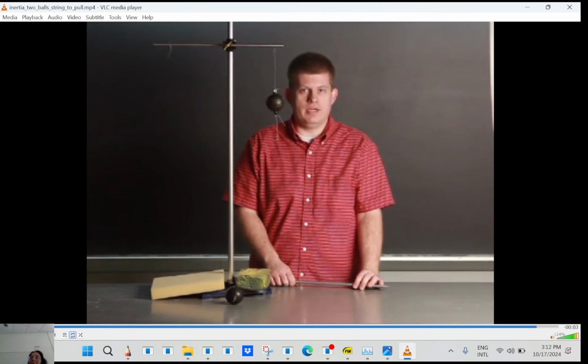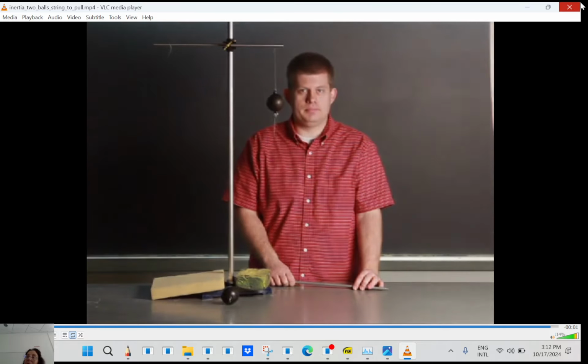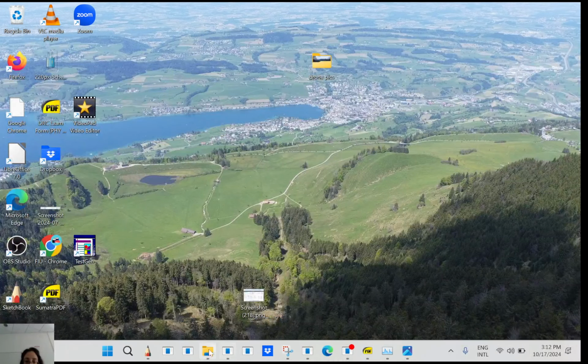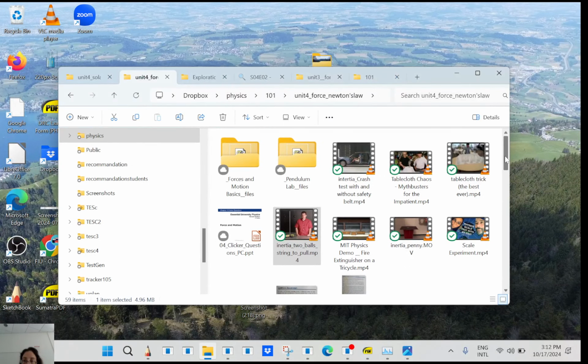So you see, an object does not want to move. It does not want to change its state of motion. You need to apply a force for enough time for it to decide, okay, if you insist, I'm going to move, but I really don't want to. So that's called inertia.